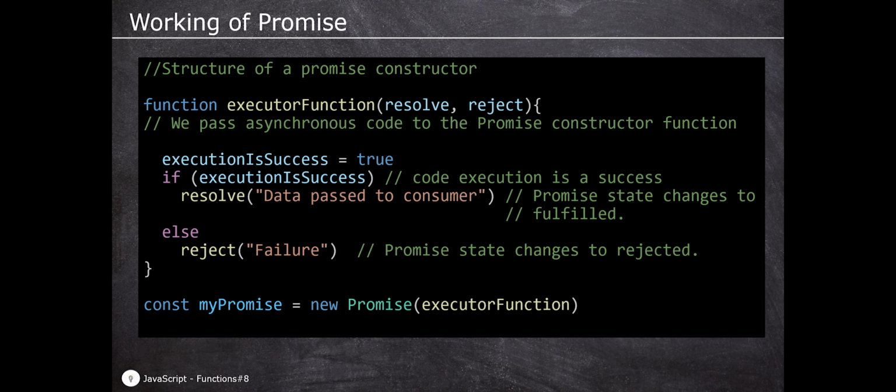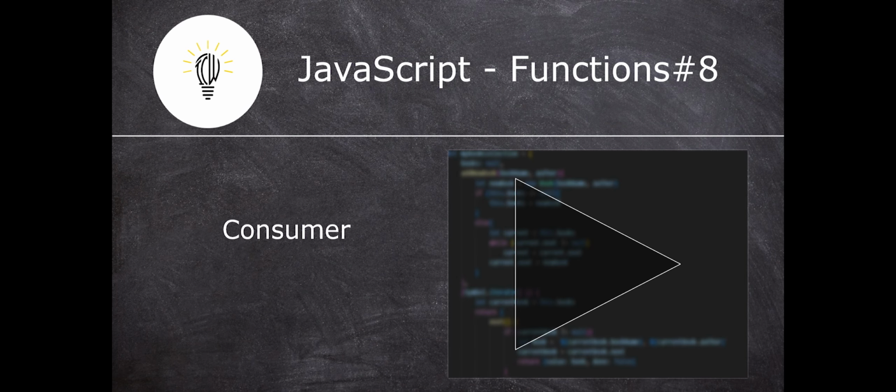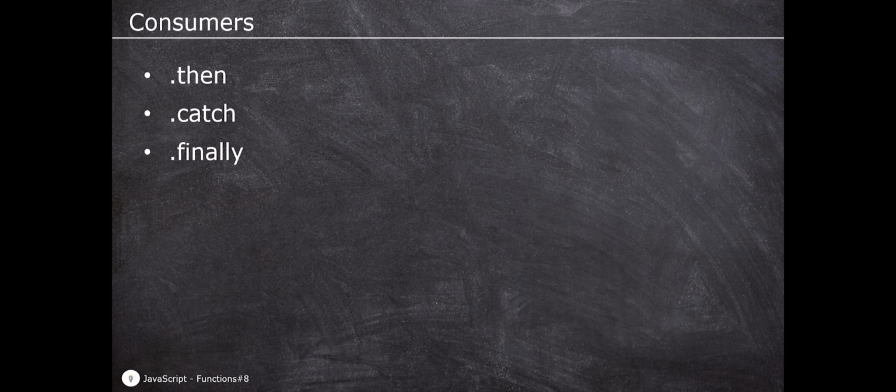Before we proceed, I suggest you take a short break and review the working of the promises and view this section again. Now we will learn about the consumers of promise. Once a promise is resolved, this information is available to the consumers, and these are .then, .catch, and .finally.